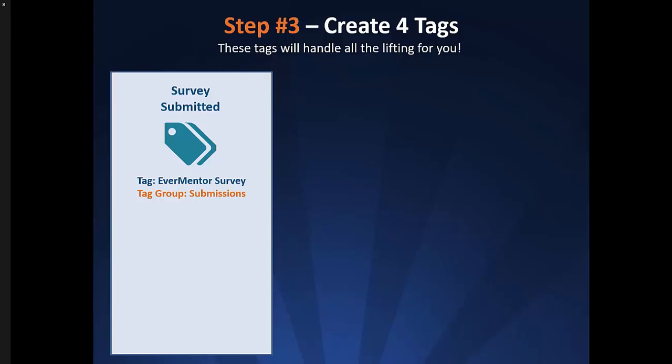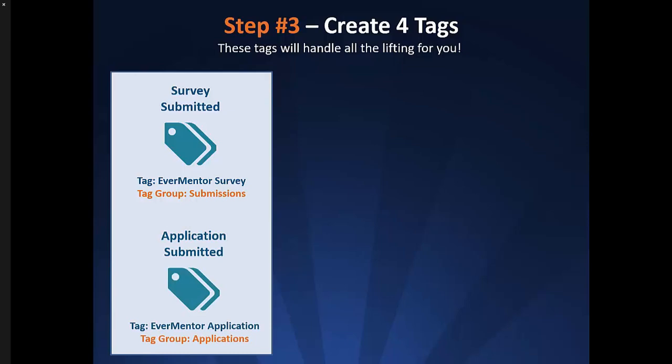Therefore, I'm going to create a tag called EverMentor Survey. I could also just call it EverMentor since it's under the group submissions. But the next tag we're going to create is for when they complete the application. And therefore, we're going to create a tag called EverMentor Application, and it's going to go in the tag group Applications. Again, these 2 tags are just there for identification purposes.